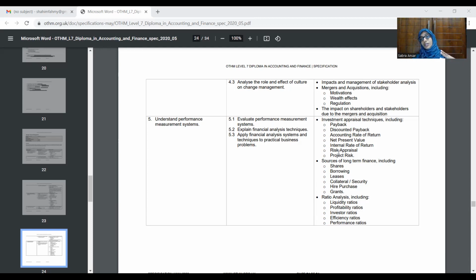sources are. Thereafter, we will also be doing the performance analysis related to ratios, especially 5 types of ratios: liquidity ratios, profitability ratios, investor ratios, efficiency ratios, and performance ratios, and how that will affect an organization's performance, and even how it will affect the organization's decision making from a financial perspective.